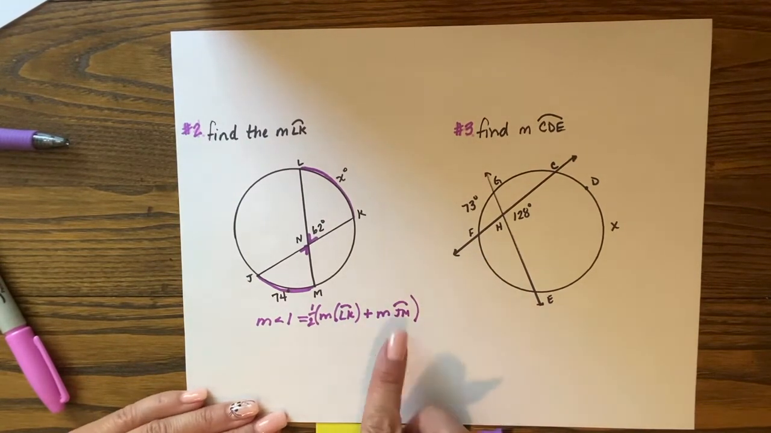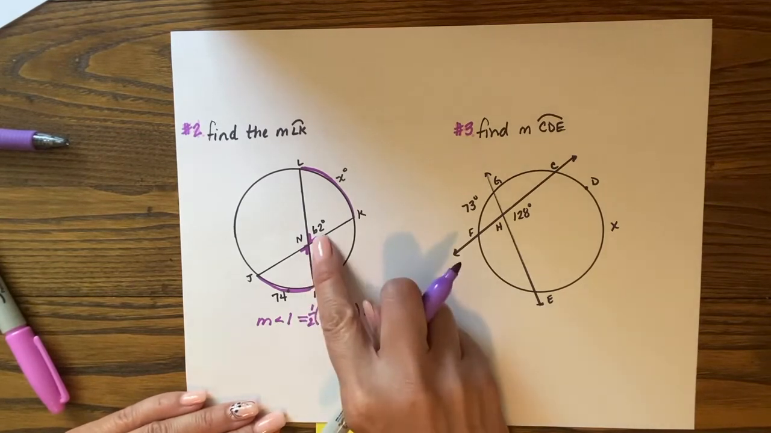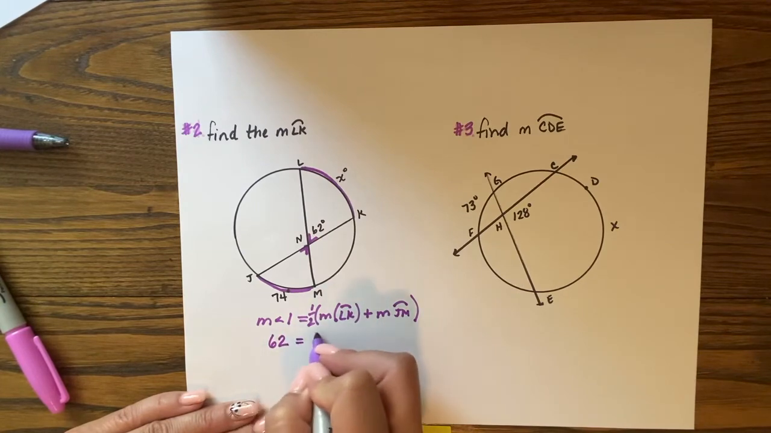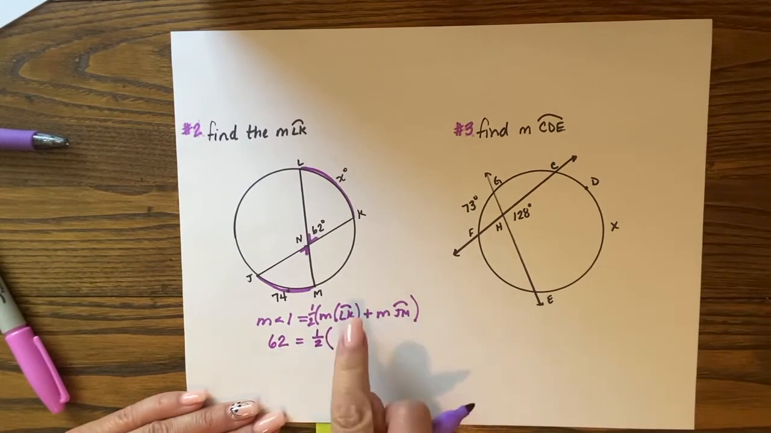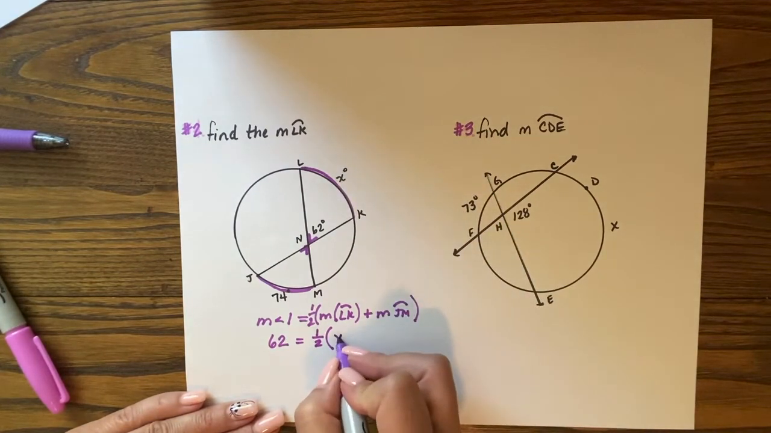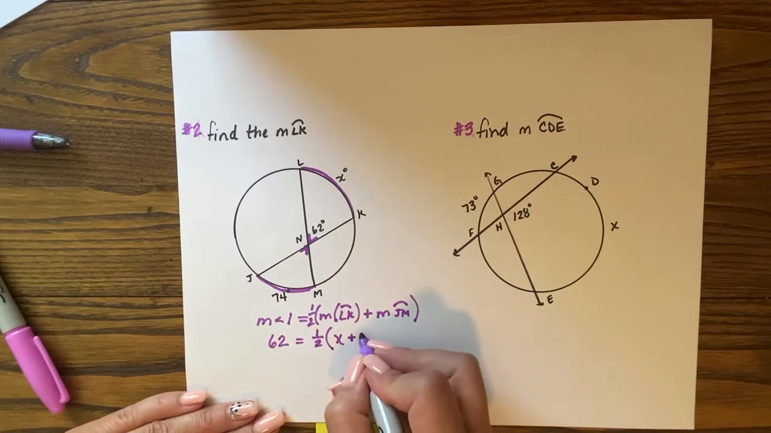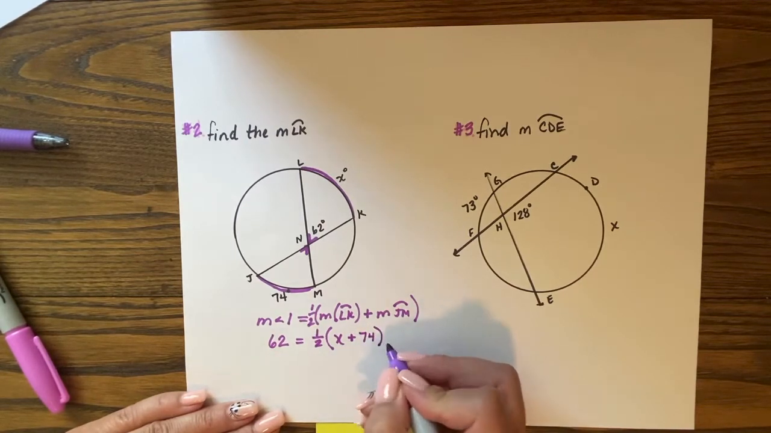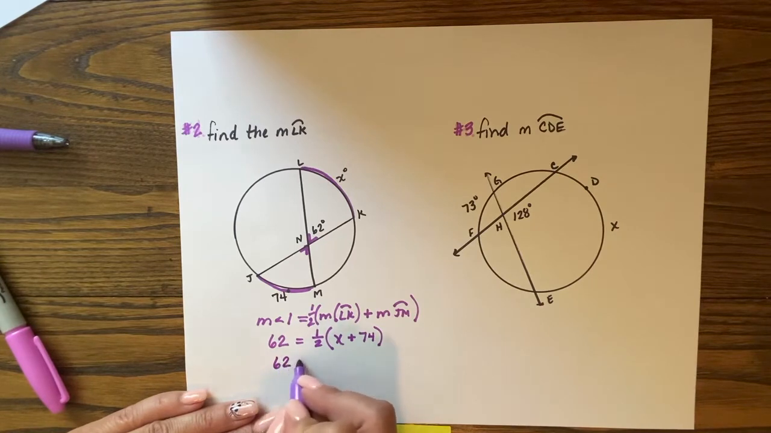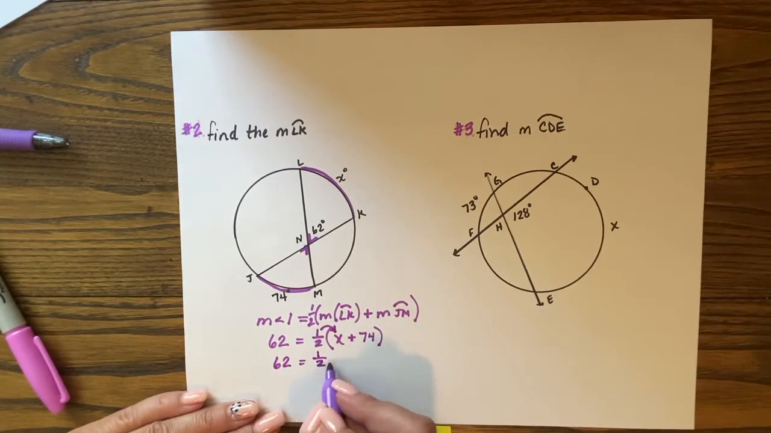That's okay. All right, so let's go ahead and plug in the information that we have. The measure of angle 1 would be right here, so that would be our 62 degrees. 1/2 the measure of LK, which is X, plus the measure of arc JM, which is 74. And here we're going to have to distribute to solve. So we're going to put 62, distribute 1/2 into our parentheses, giving us 1/2 X.